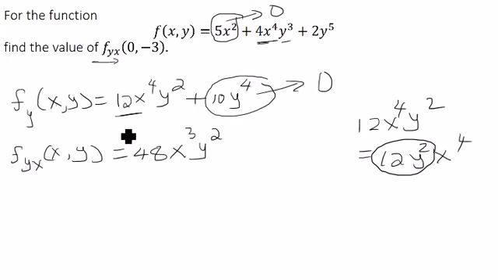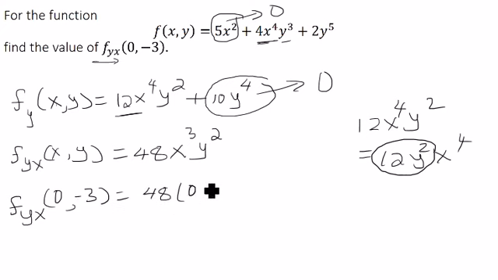Now we're going to replace x with 0 and y with negative 3. So f sub yx at 0 and negative 3 is going to be 48, and then 0 cubed, and then negative 3 squared. But then the 0 in this term here is going to make the whole thing 0, and that's the answer.